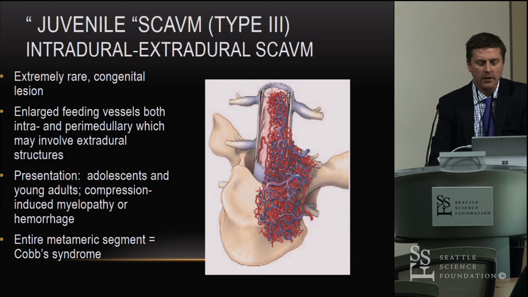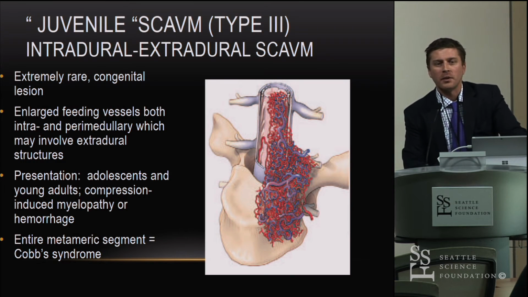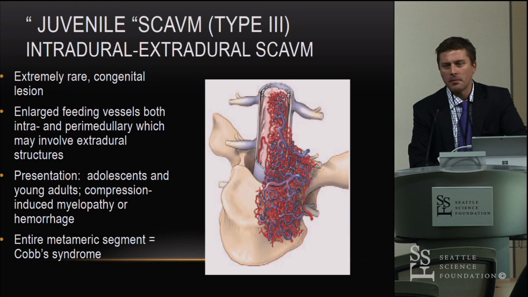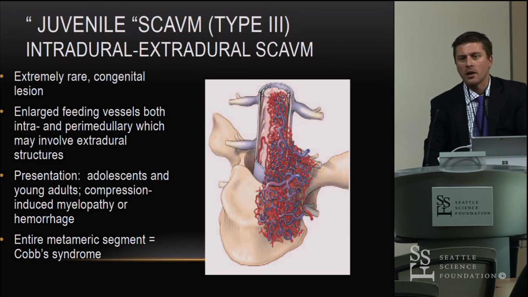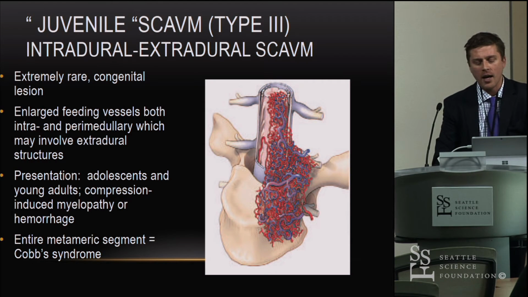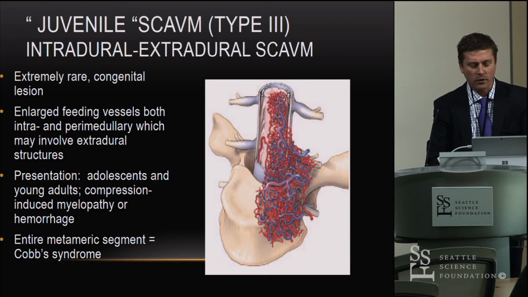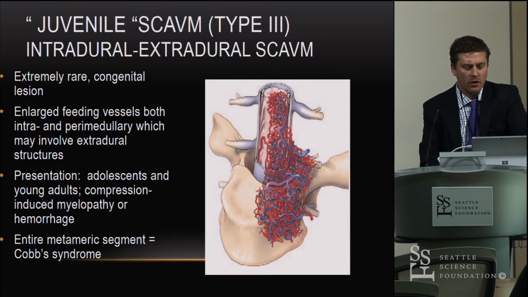Type 3, these are really rare. You're never going to see one, but we put it in the talk so that you can say you've seen it. When spinal AVMs take out the whole metameric segments, that means the bone as well as the dura, and the spinal cord in that one spinal level, we call that Cobb Syndrome.